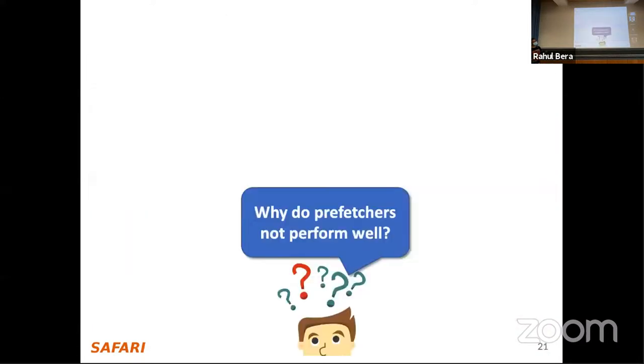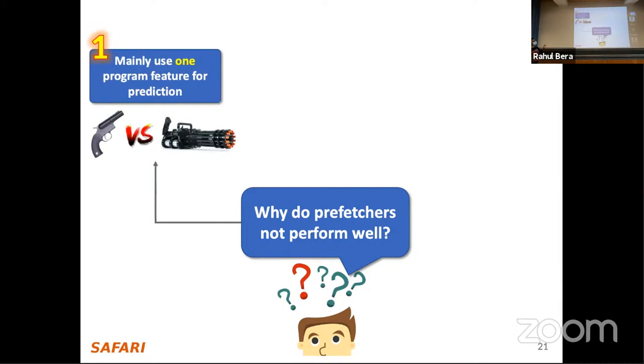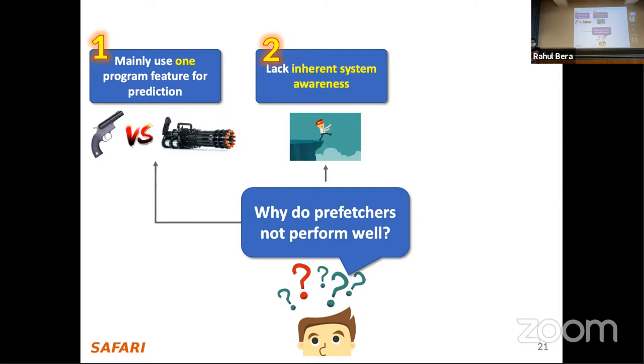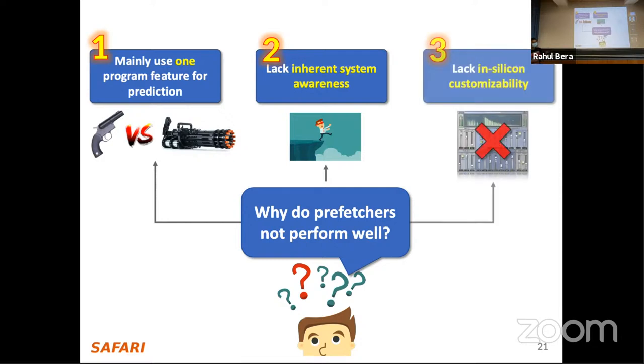So now let's start with the key shortcomings of prior prefetchers. The question that we started asking is, why do these prefetchers not perform well? I mean, we have tons of prefetcher proposals, right? So why are they not performing the way we expected? We identified three key shortcomings that significantly limit their performance improvement. The first is that they mainly use one program feature for prediction. The second is that they have very little inherent system awareness. And the third is that they lack in-silicon customizability. Now let's analyze each of these three key problems in detail.